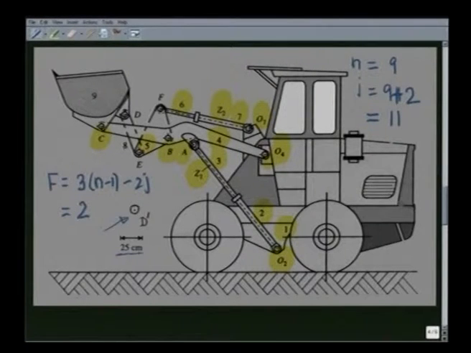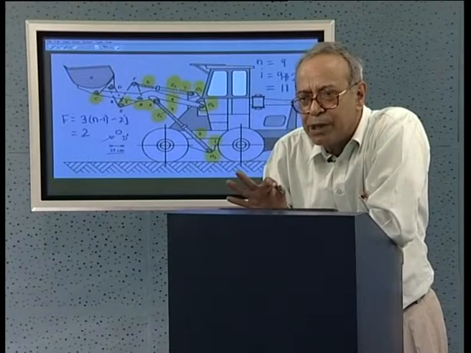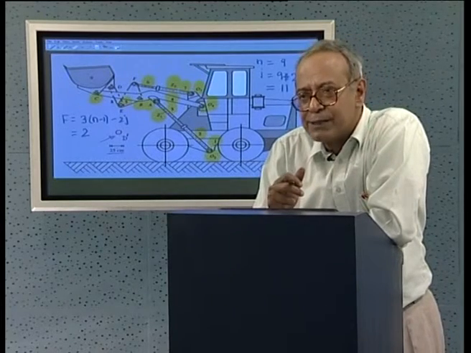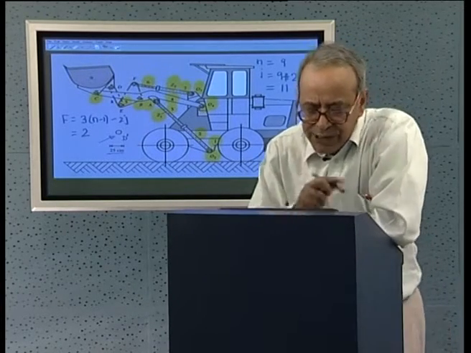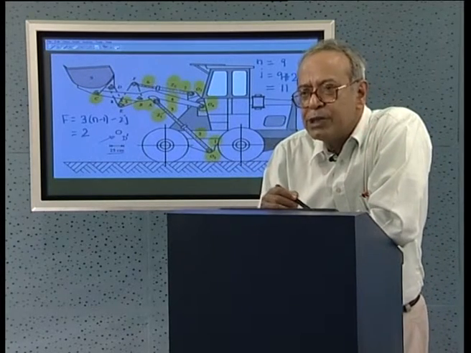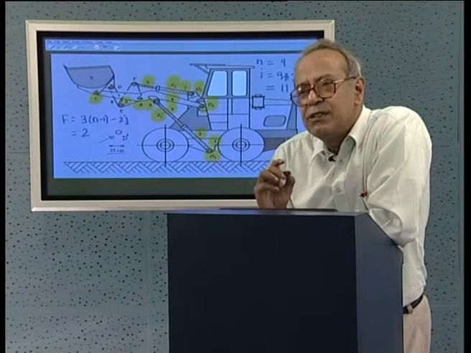Because it is 2 degrees of freedom, I can have 2 degrees of freedom for this output bin, that is the point D can go to D prime, but at that location the orientation of the bin will be automatically determined. I cannot take D to D prime and then again change the orientation. So, we will solve this problem: when D goes to D prime, how do we determine the location of all other revolute pairs? That is the first part of the problem.